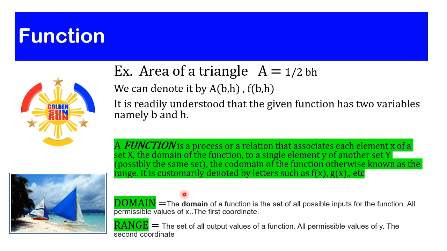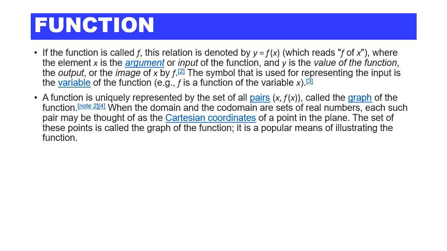If the function is called f, this relation is denoted by y is equal to f of x, which reads f of x, where the element x is the argument or input of the function, and y is the value of the function, the output or the image of x by f. The symbol that is used for representing the input is the variable of the function. Example, f is a function of the variable x.